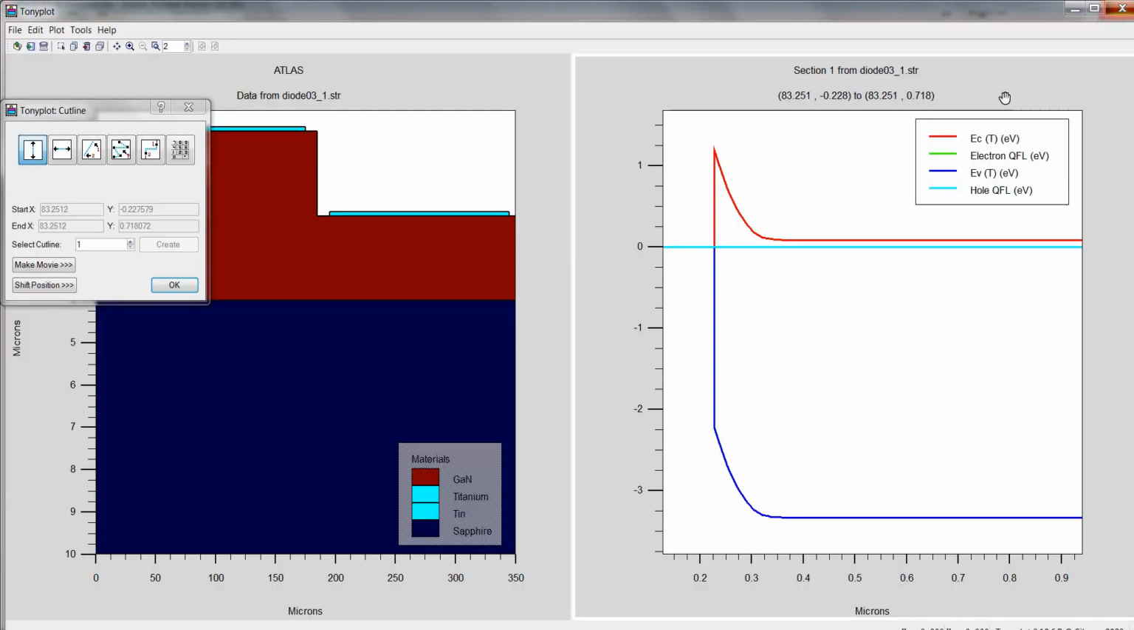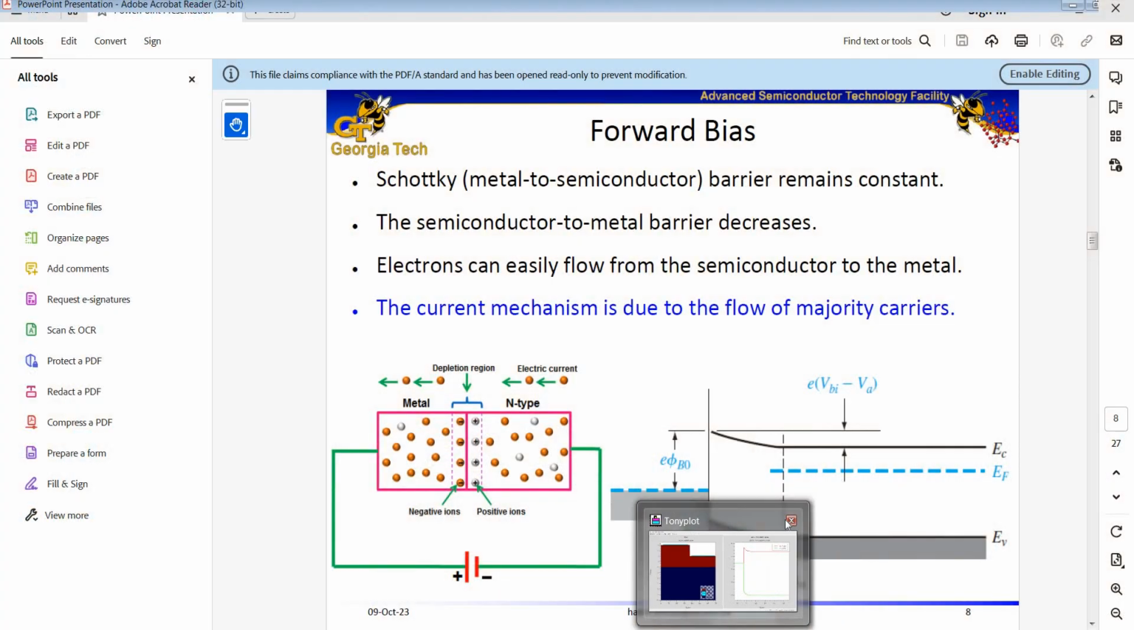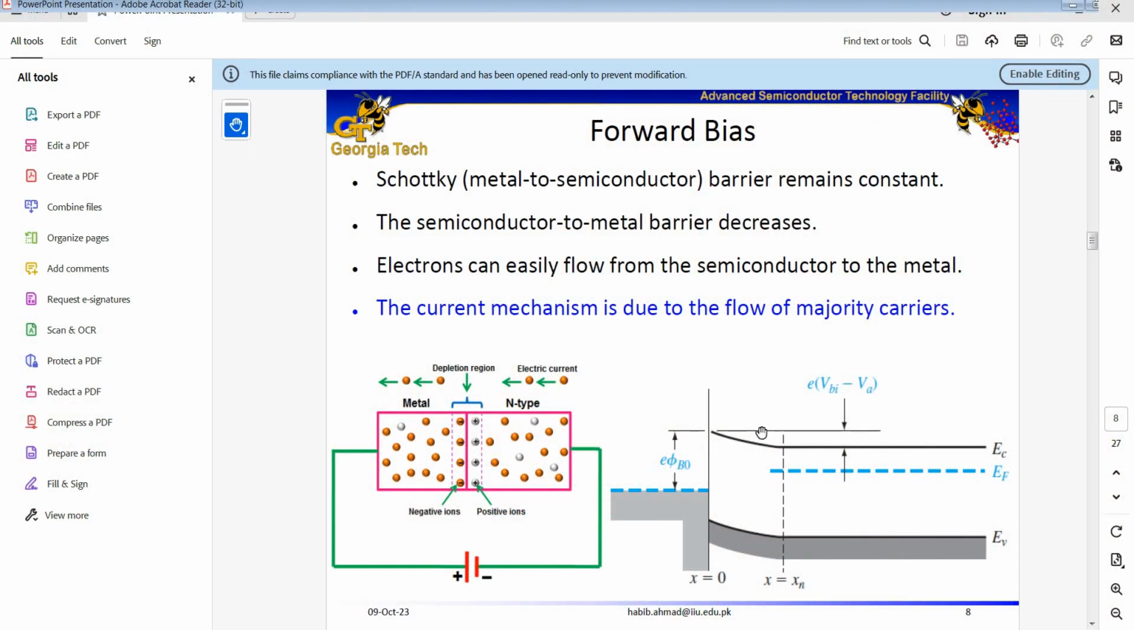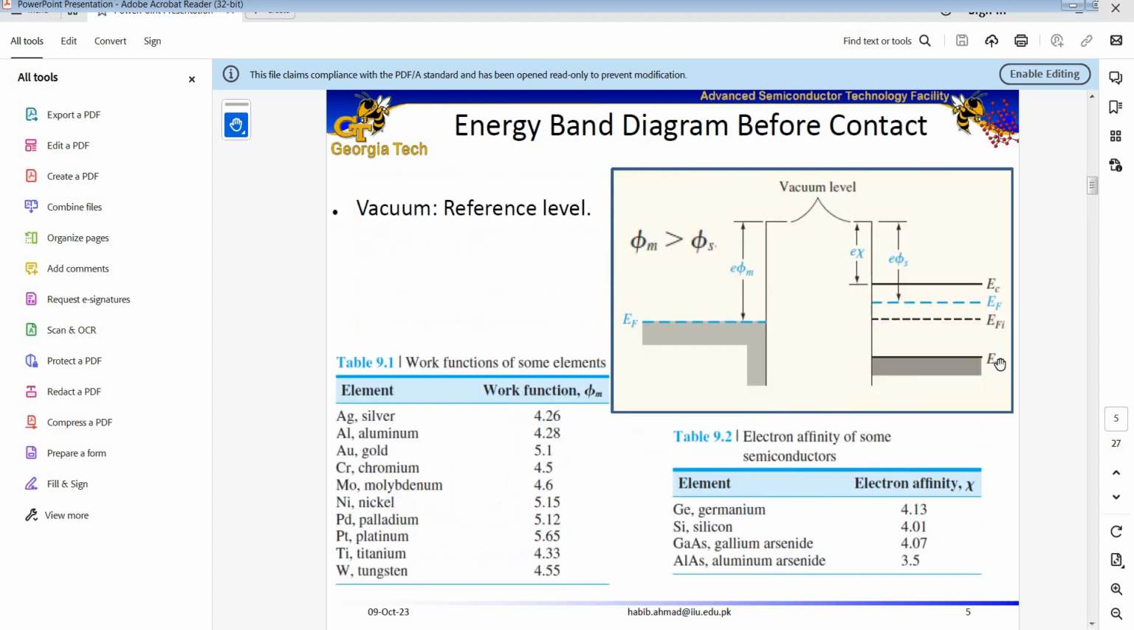So now that we have looked at the Schottky junction, our rectifying barrier, I would also like to show you a non-rectifying barrier for metal deposited on an N-type semiconductor. For a rectifying barrier, the condition is that the metal work function should be greater than the semiconductor work function for an N-type semiconductor. For a non-rectifying barrier, the metal work function should be less than the semiconductor work function.